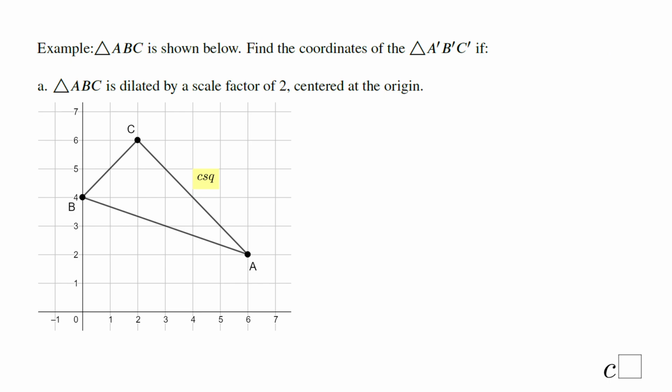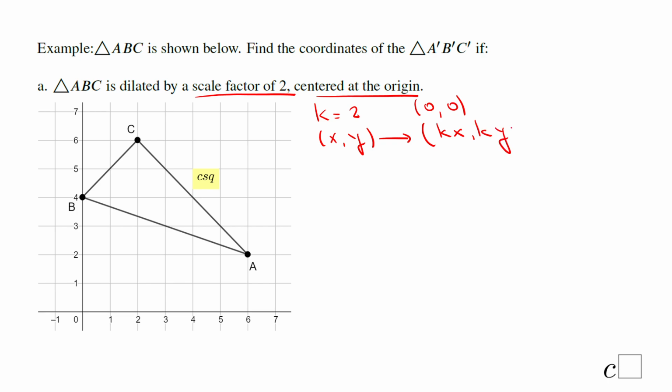So let's see now an example. Here we have triangle ABC, and we need to find the coordinates of the triangle A prime, B prime, C prime if this one is dilated by a scale factor of 2, so k is 2, and center at the origin 0 and 0. Since we have the center at the origin, we're going to use the rule. It's the easiest way in my opinion, and the rule, if you remember, is this one.